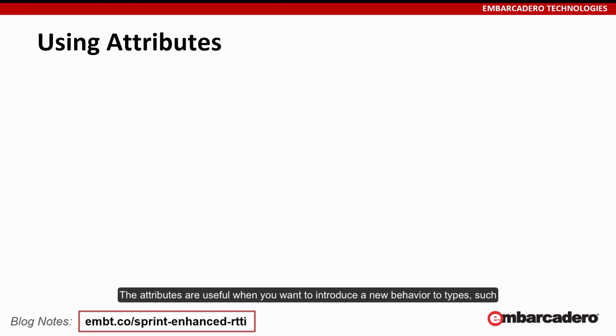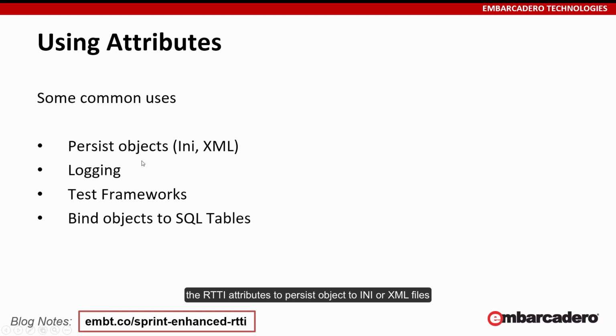Attributes are useful when you want to introduce a new behavior to types such as objects or records. Probably you have seen some samples of how you can use RTTI attributes to persist objects to INI and XML files, and for logging objects. Attributes are also useful in test frameworks, for binding properties to database fields, and so on.